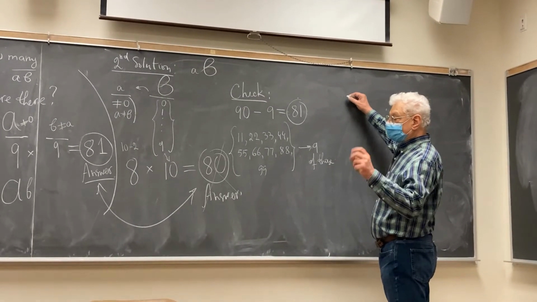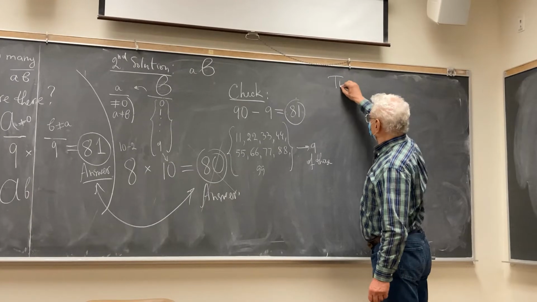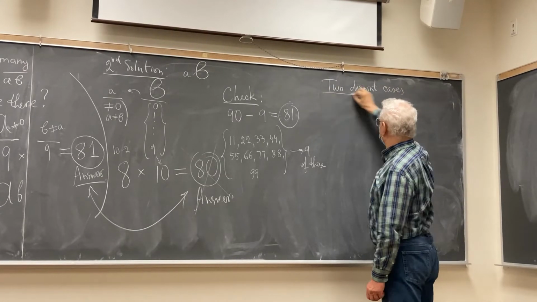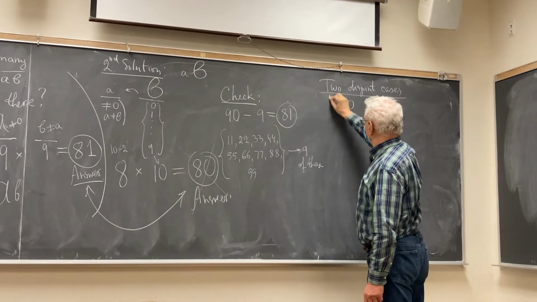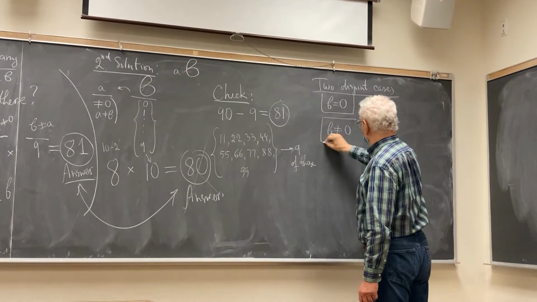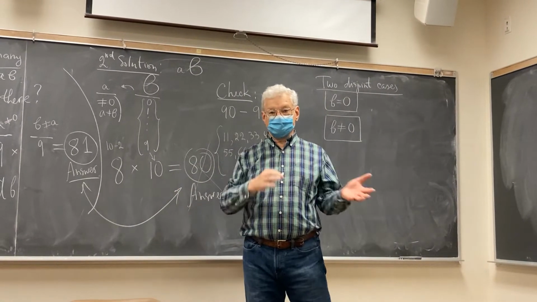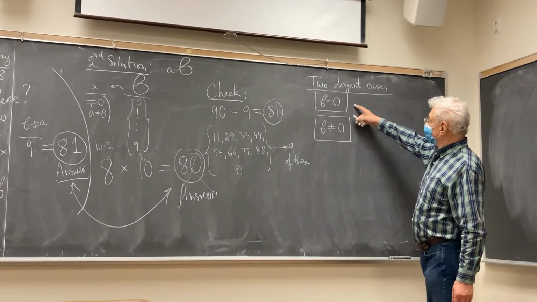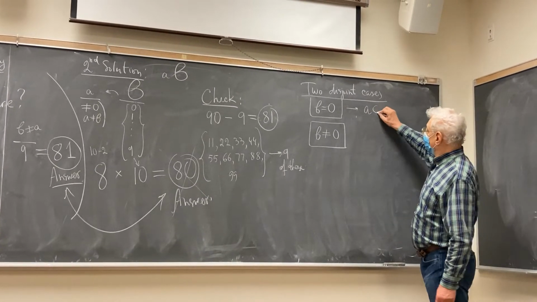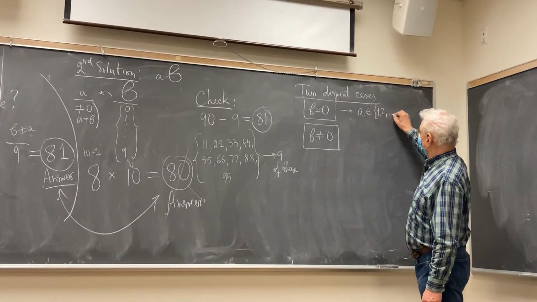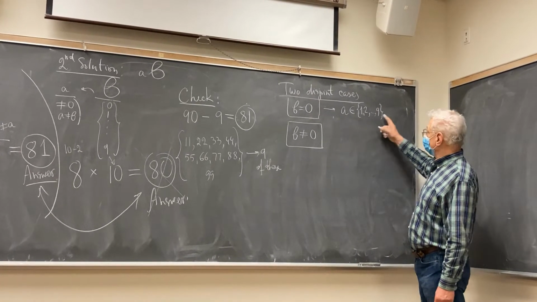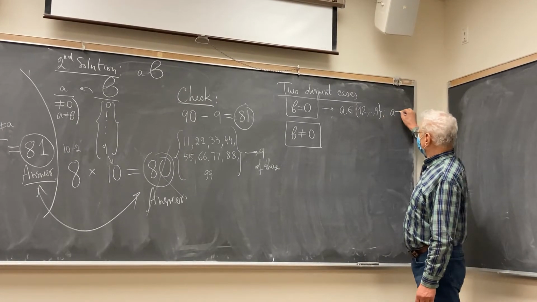So you have to consider 2 disjoint cases: B equals 0, and B is not equal to 0. Disjoint means that either this one or that one, no intersection. Now, if B is 0, then for A, what could A be? A could be any number. A belongs to any number from 1 to 9. And in this case, of course, if B is 0 and A is any of those numbers, definitely A is not B.